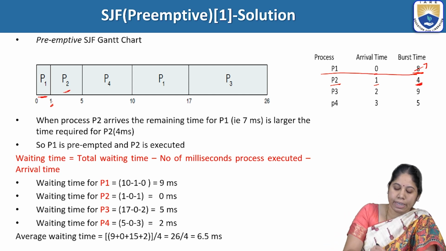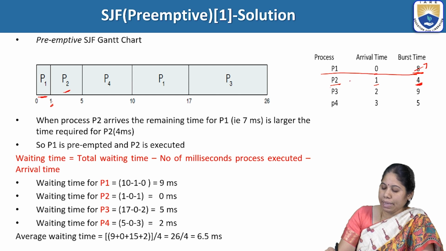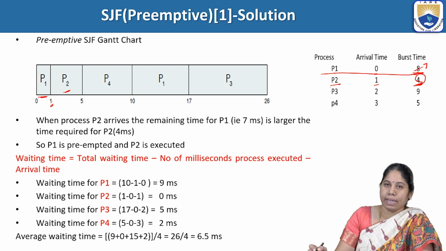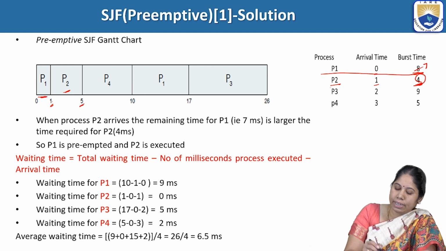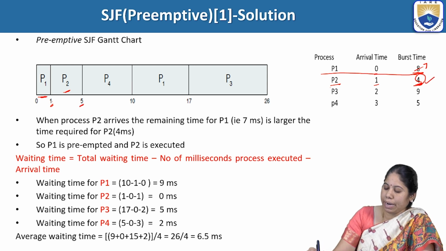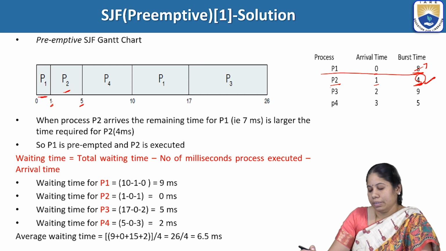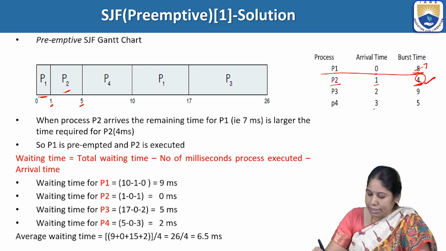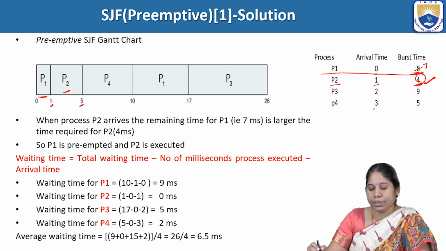Now P2 will take the CPU, 1 plus 4, because it requires 4 units of CPU time. So until 5 units, P2 is executed and P2 completes its execution. Now by this 5, all processes have arrived in the ready queue.